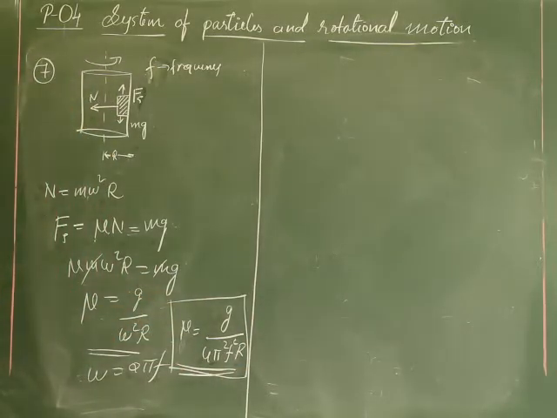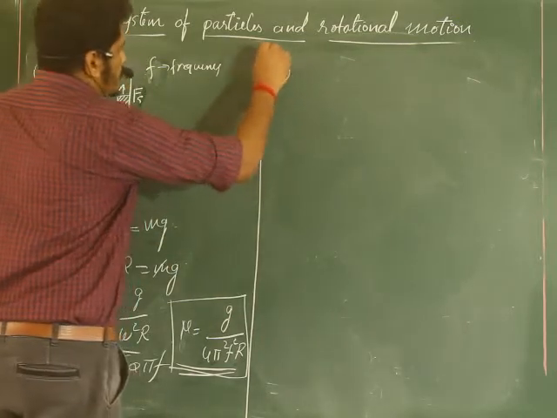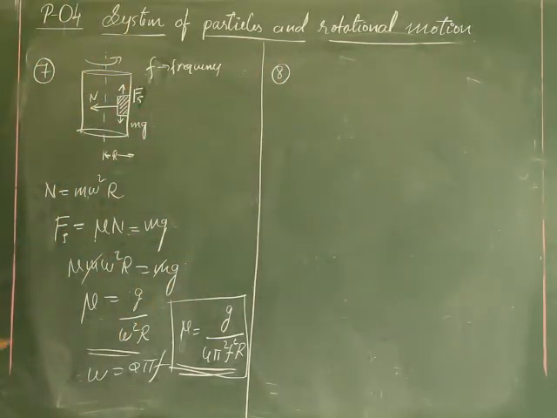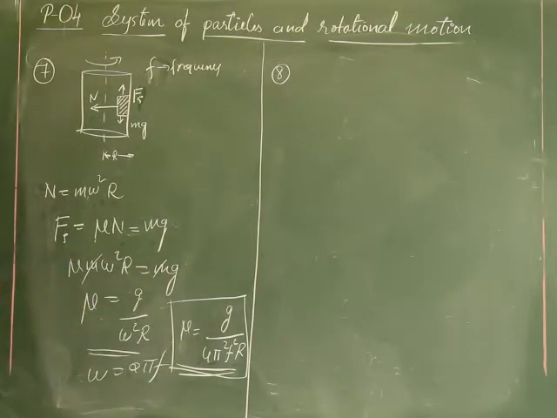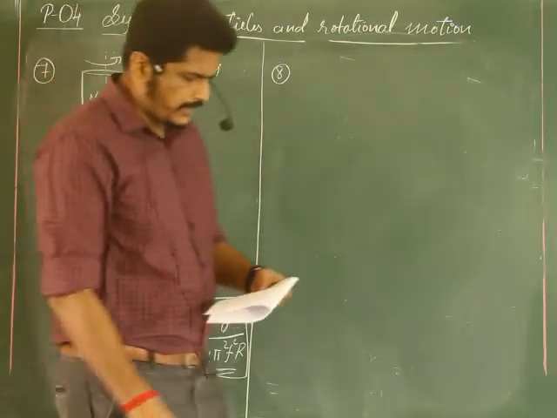Hope you understood this. Let me move to question number 8. Have a proper look at question number 7. Proper substitutions I have done here, and finally we got the coefficient of friction, written in some other form, not directly like this. Yes, that is the answer. So let us go for question number 8.